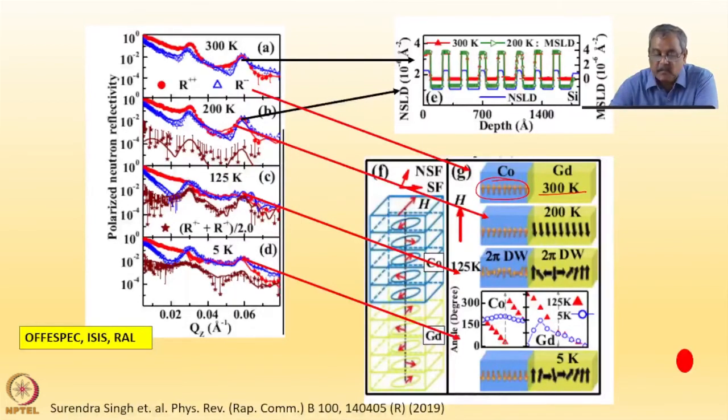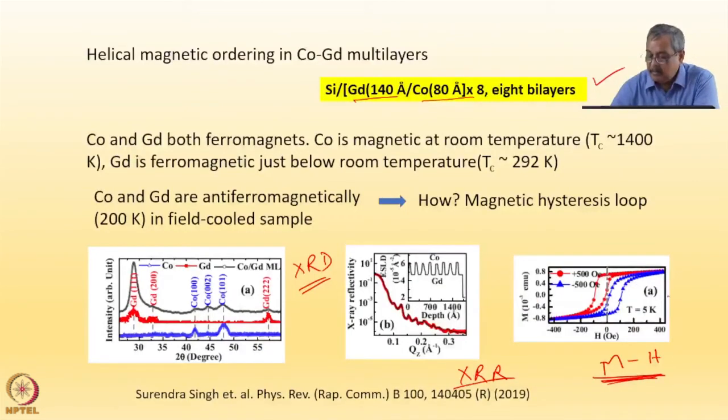Now let us go down to 200 Kelvin. When you go to 200 Kelvin, I can assure you that there was a shift in the hysteresis loop.